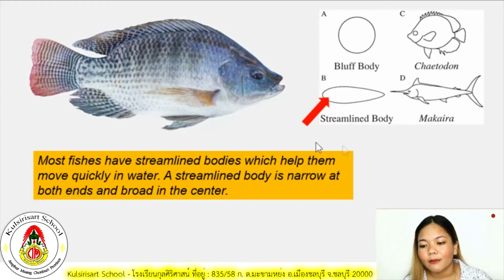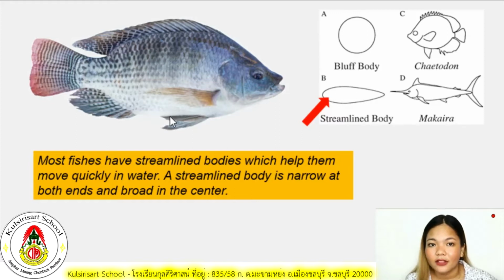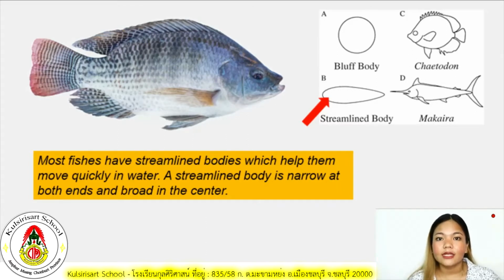If you will look at the picture right here, this is an example of a streamlined body where it is narrow at both ends, so from the end to the beginning, but it is broad in the center. Okay, so I want you to take note of this one. Fishes have streamlined bodies which help them move faster in water. When we say streamlined, it is narrow at both ends but broad at the center part of its body.